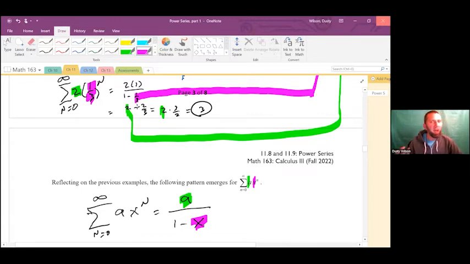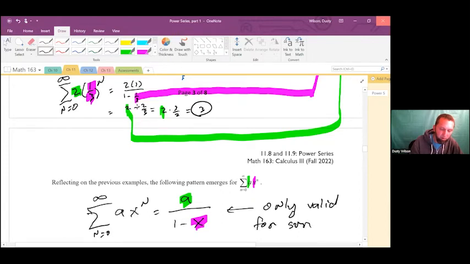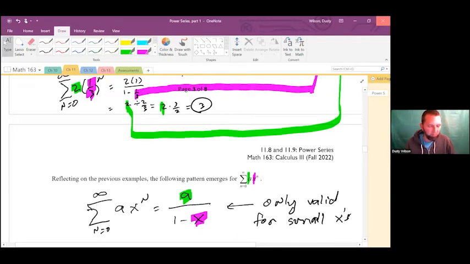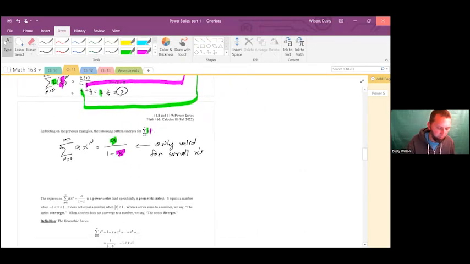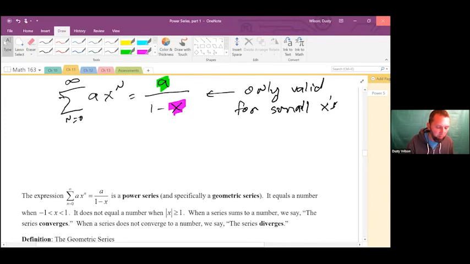Now, thinking back to example 2, where I had that common ratio, in one case I had a common ratio of a third, in another case I had a common ratio of 3, and one of the numbers just blew up, it got really big really fast, and the other got closer and closer to 3. It should be clear that this is not going to be true for all x. So this is going to be only valid for small, whatever small means, x's. So let's keep going forward.